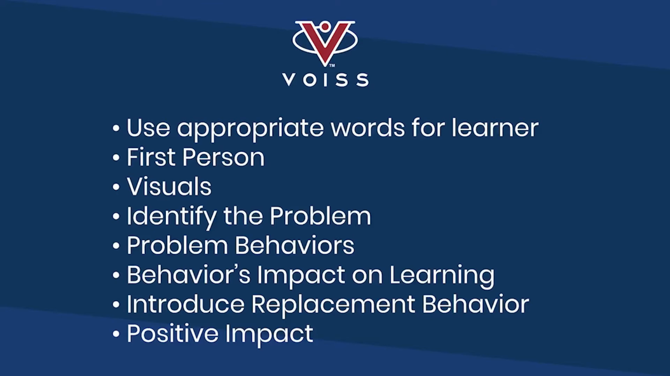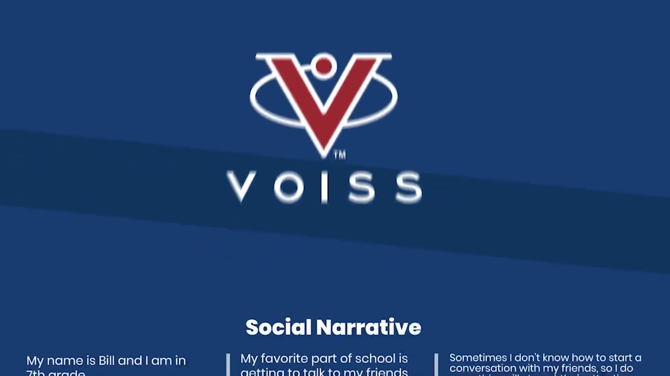Mention how the learner is dealing with the problem situation by exhibiting the problem behaviors previously defined. In the social narrative, mention how the problem behavior has a negative impact on the learner and how it makes others feel. Next, introduce the new replacement behavior the learner will start to engage in. Finally, mention the positive impact the new replacement behavior has on the learner. Here's an example of a social narrative.